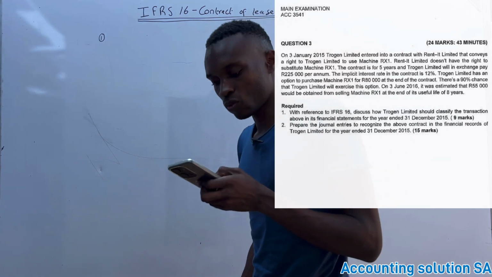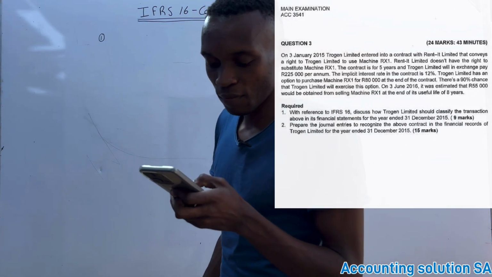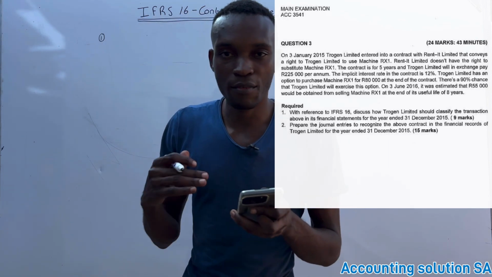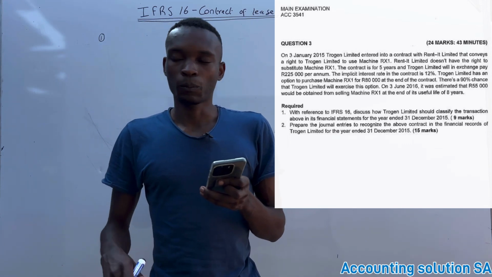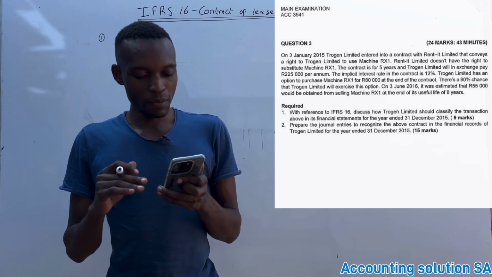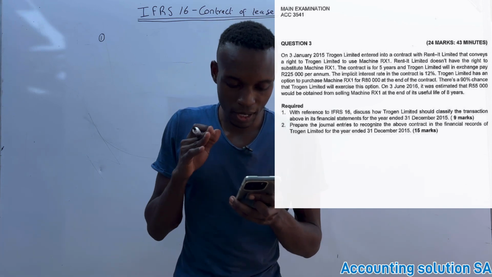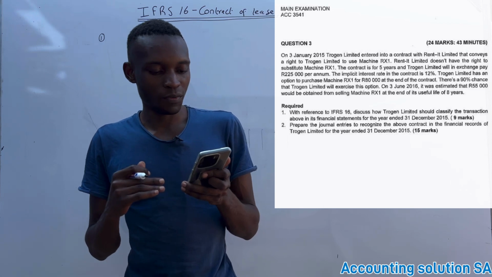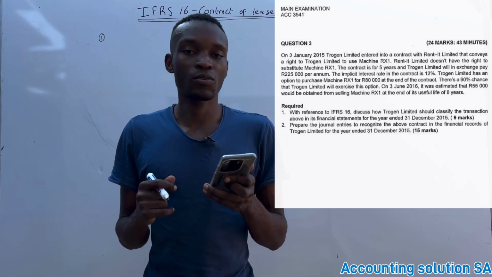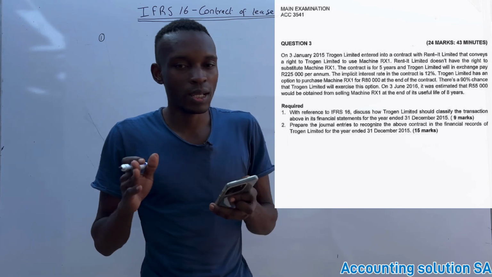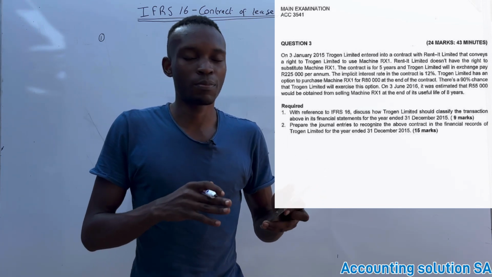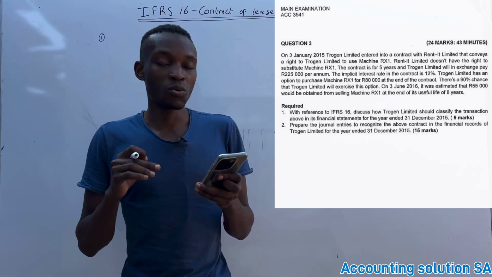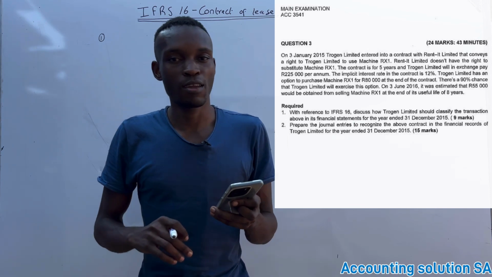Okay, then they said that Trojan Limited has an option to purchase the machine for 80,000 at the end of the contract, and there is a 90% chance that Trojan Limited will exercise this option. Then on 3 June 2016, it was estimated that 55,000 will be obtained from selling machine RX1 at the end of its useful life of 8 years. All right, now maybe before we proceed, let me emphasize this. The amount that we put aside when we are calculating depreciation, we call it residual value. So 55,000 is the amount that we're going to sell this machine for after 8 years if we own it.